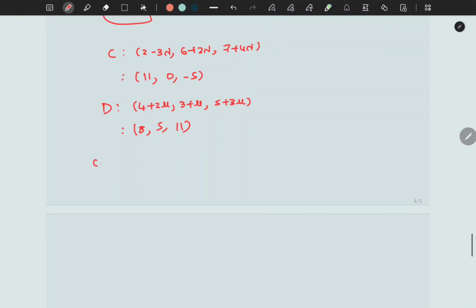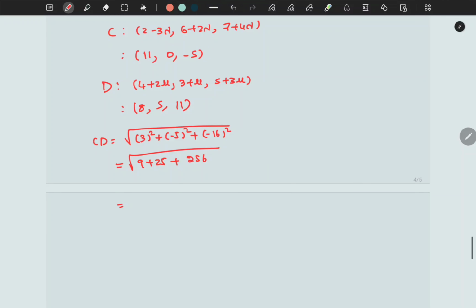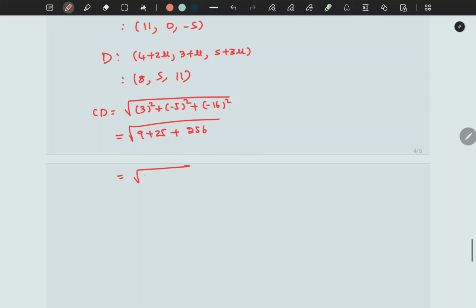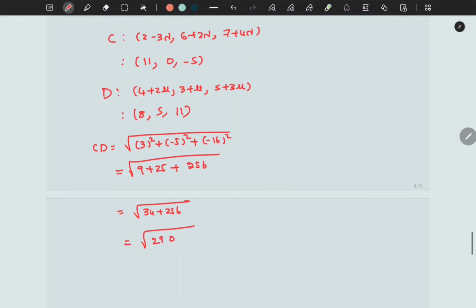So now how do we find CD? CD will be under root. 11 minus 8 is 3. 0 minus 5 is minus 5. Minus 5 minus 11 is minus 16. So what do we get? 9 plus 25 plus 256. So here we have 25 plus 9 is 34, and 34 plus 256, so I think it should be under root 290.